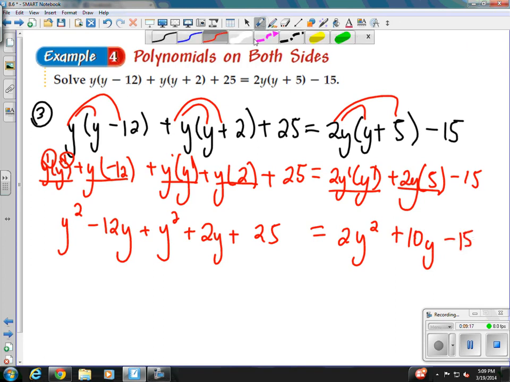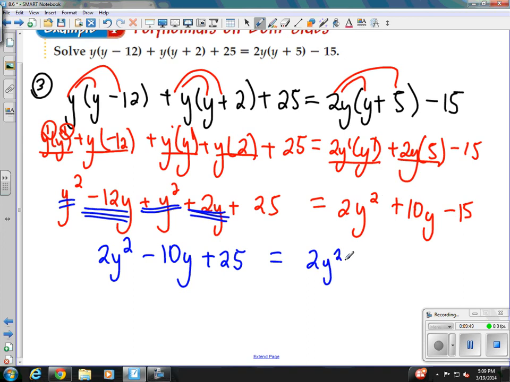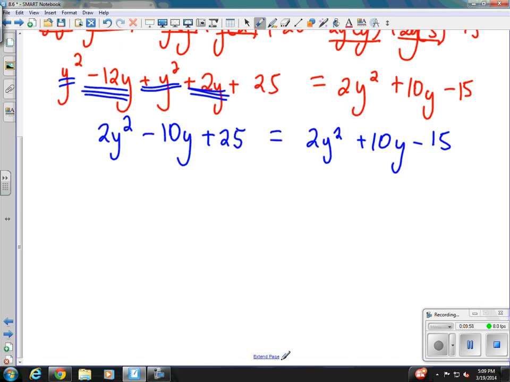Now we look to combine like terms. So I have a y squared plus y squared, and that will give me 2y squared. And then I have a minus 12y plus 2y. So negative 12y plus 2y gives me negative 10y plus 25 equals, and we look over here. Do I have any like terms over here? Nope, because he's a 2y squared plus 10y minus 15. Now this is solving the equation with variables on both sides.